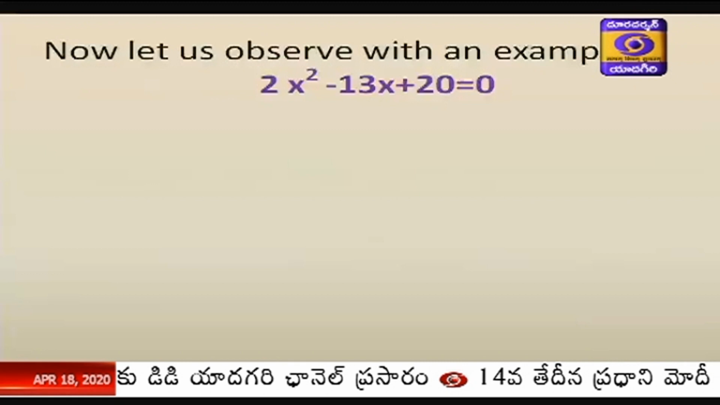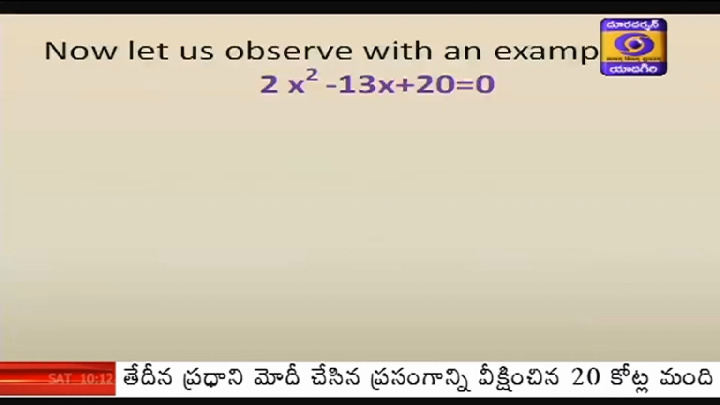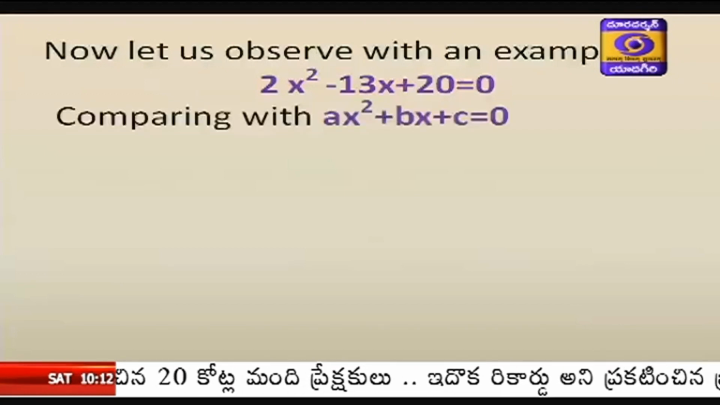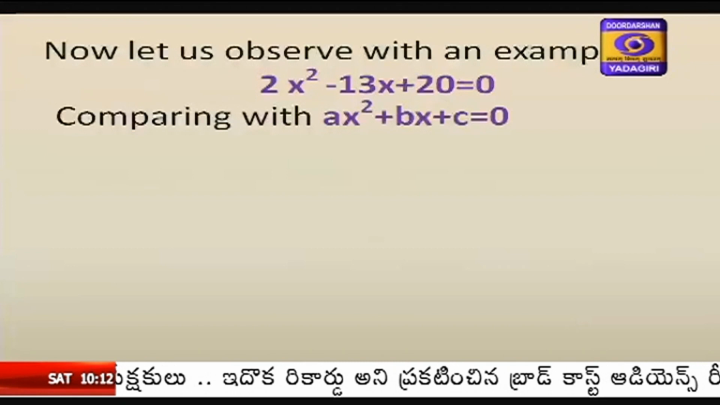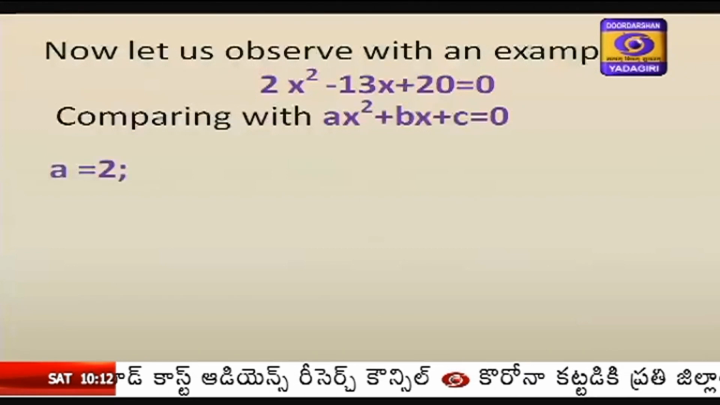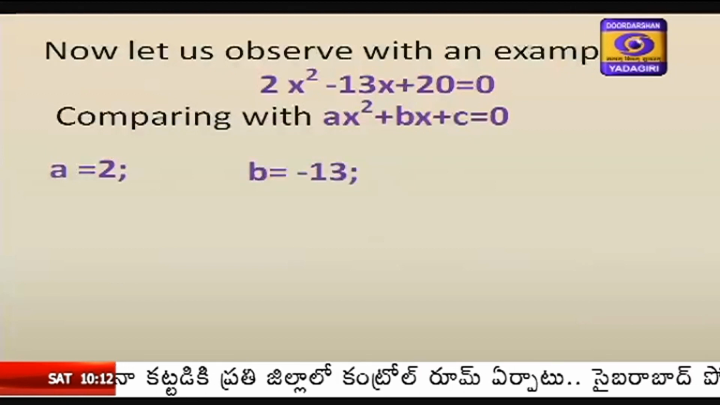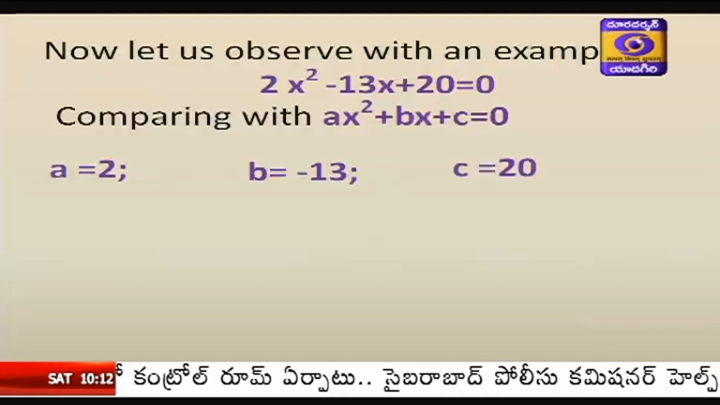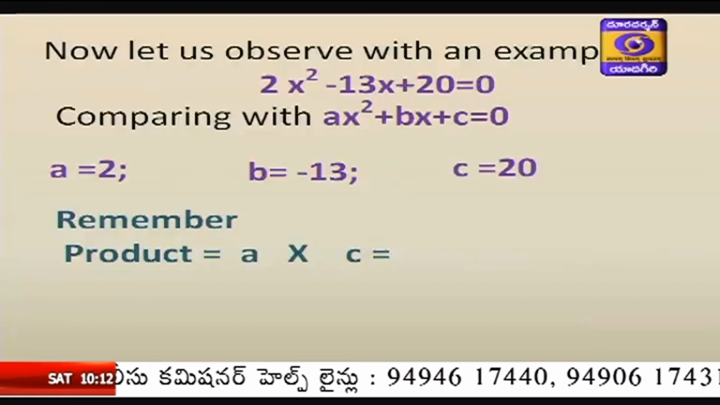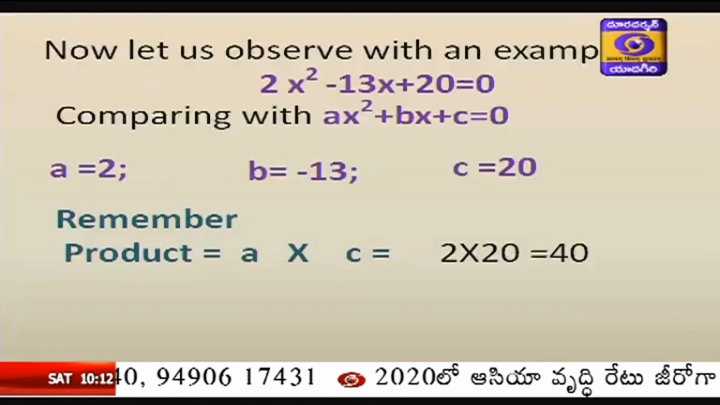Now, let us consider one example, that is 2x square minus 13x plus 20 equals 0. Here, comparing with ax square plus bx plus c equals 0, what will we have? We have a equals 2, b equals minus 13, c equals 20. Then remember the product a into c. What is a into c? 2 into 20 equals 40.